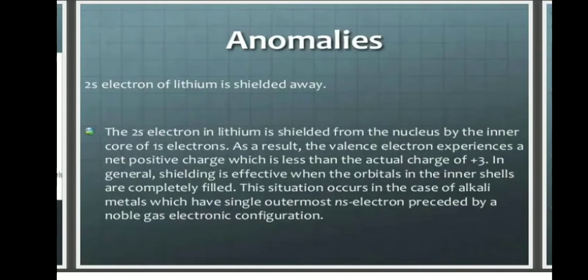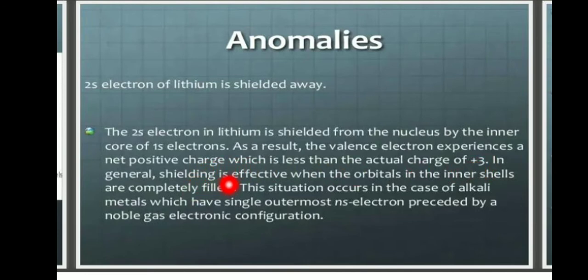And anomalies. The 2s electron of lithium is shielded away. The 2s electron in lithium is shielded from the nucleus by the inner core of 1s electrons. As a result, the valence electron experiences a net positive charge which is less than the actual charge of +3.